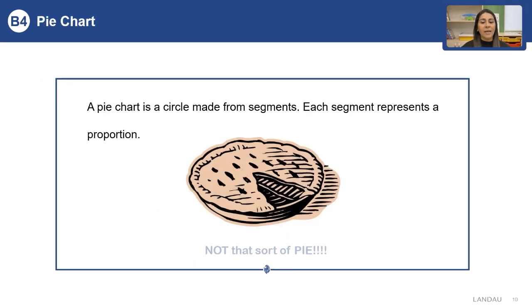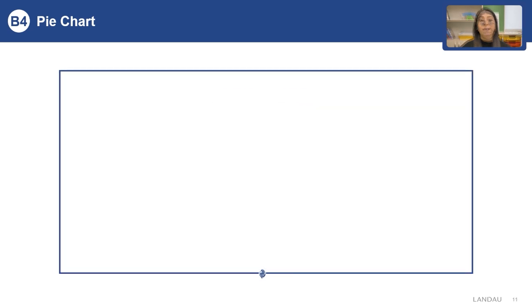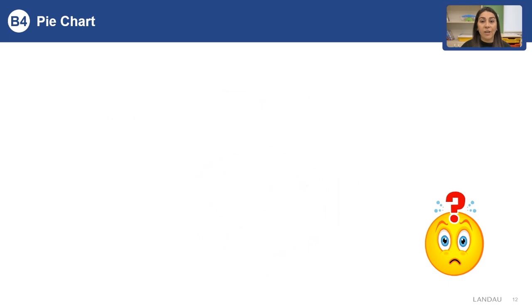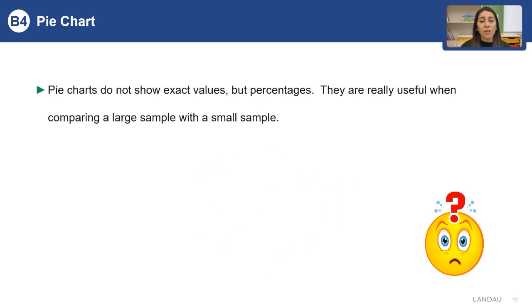A pie chart is a circle which is made from segments. Each segment represents a proportion. This is the type of pie that is used to represent the data as the pie chart. The proportions of a pie chart are usually shown as a percentage. The pie charts are very useful. They show not exact values, but the percentages.